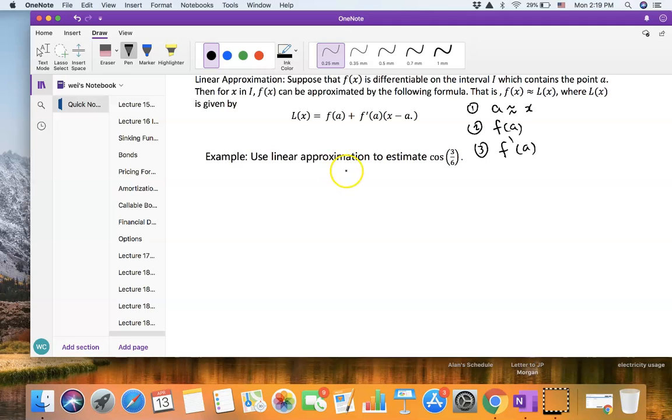Now next, try another problem. Use a linear approximation to estimate cosine of 3 over 6. So here, the point is 3 over 6. We want to estimate the function value at this point, and here the function f(x) is cosine of x. We want to estimate f of 3 over 6.